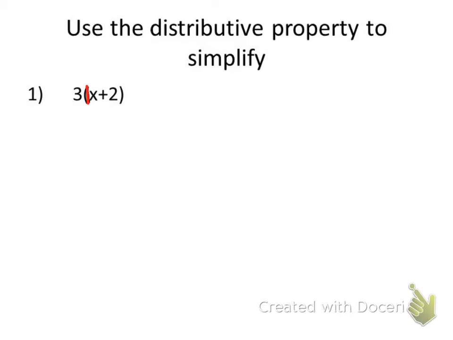Okay? Now, the distributive property tells me that I can do what? Add. Multiply. So I need to do 3 times 1x. I'm actually just going to write it out. 3 times 1x. Keep your plus sign. Then I multiply the 3 times 2.